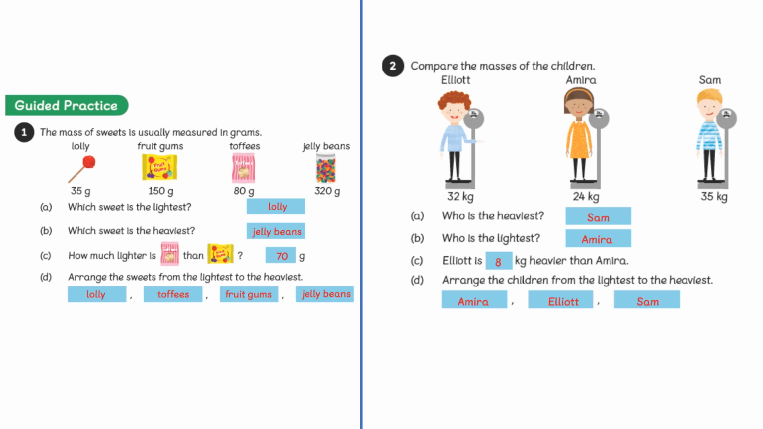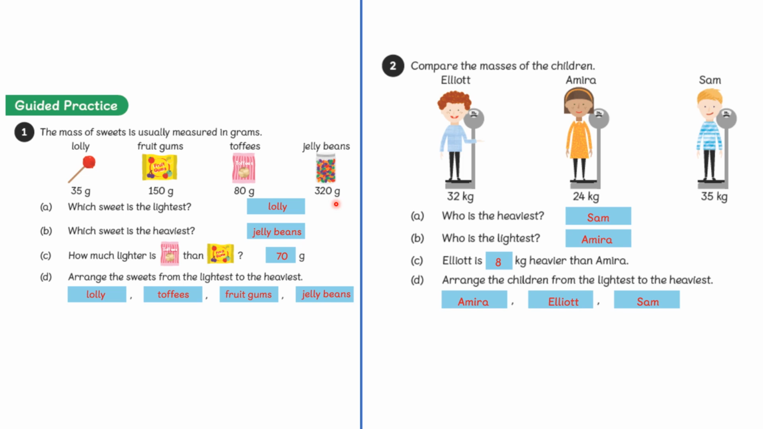Okay, well done everybody. Let's have a look through the answers together now. So in question 1, the first thing we had to do was find which sweet is the lightest. For that one, we should have got lolly. And I know that because 35 is the smallest number in those 4 masses.